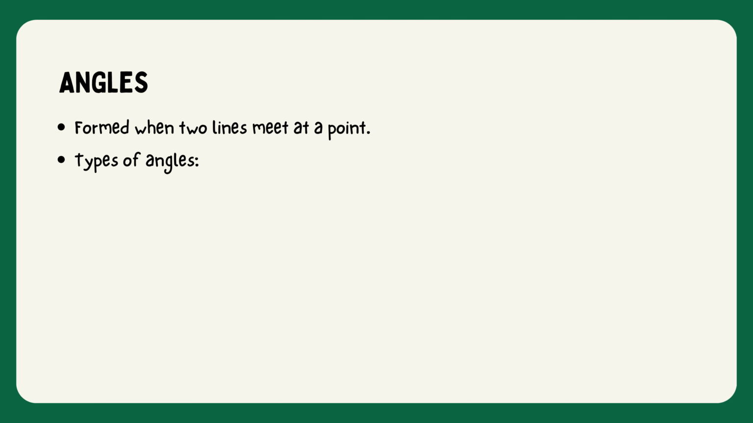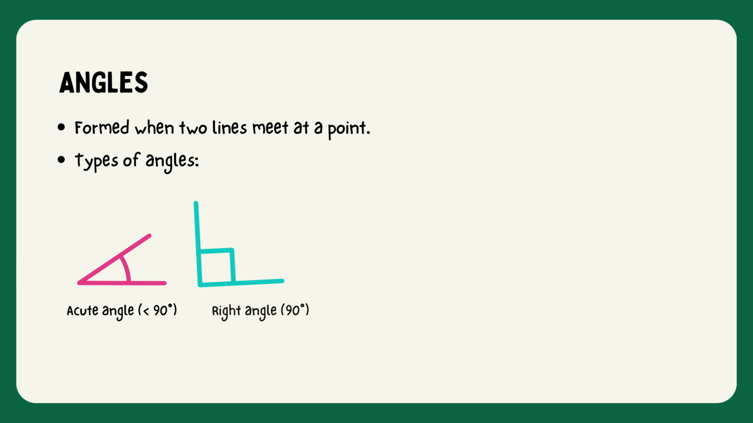Now, let's talk about angles. An angle is formed when two lines meet at a point, and we have 4 types of angles. We have an acute angle. An acute angle is an angle that is less than 90 degrees, as you can see, they're always smaller. Then the right angle is an angle that's exactly 90 degrees.